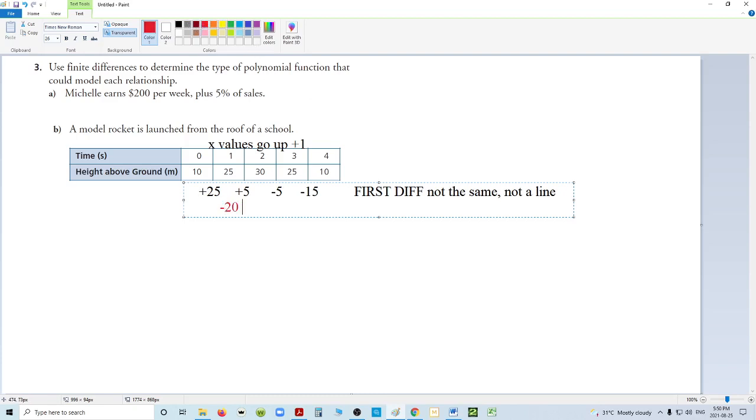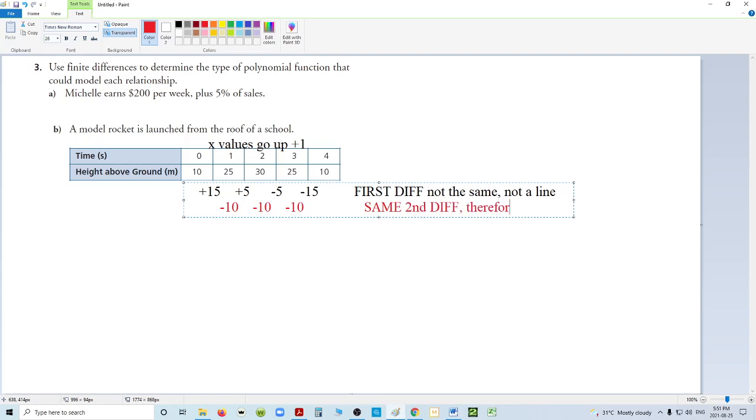It's minus 20. What's the difference between plus 5 and minus 5? It went down 10. Oh, you know what? I got this first one wrong. That's plus 15. There we go. So that'll affect it. What's the difference between plus 15 and plus 5? It went down 10. What's the difference between plus 5 and minus 5? It went down 10. What's the difference between minus 5 to minus 15? It went down 10. So we have the same second difference.